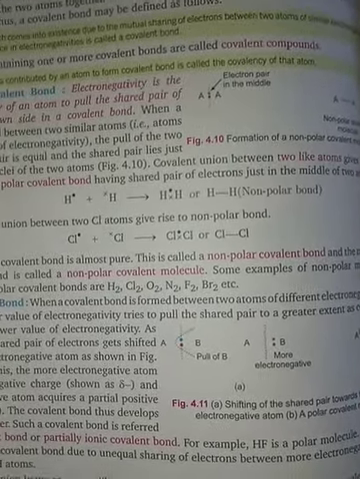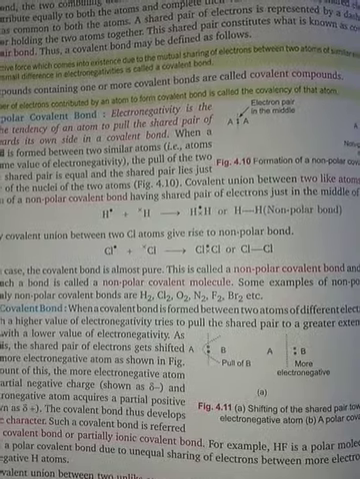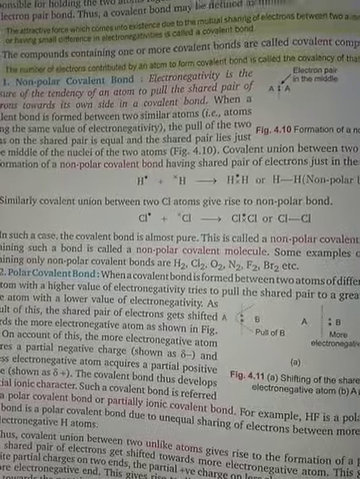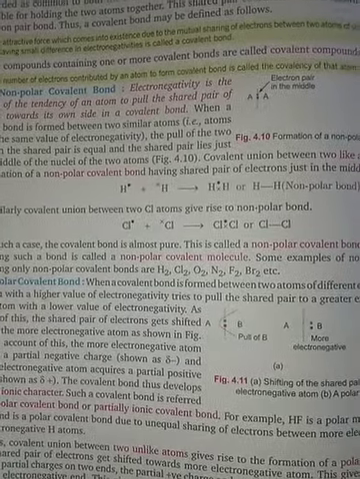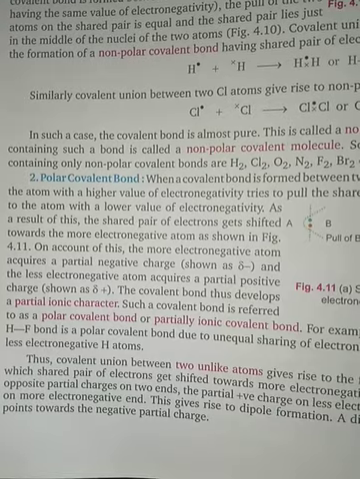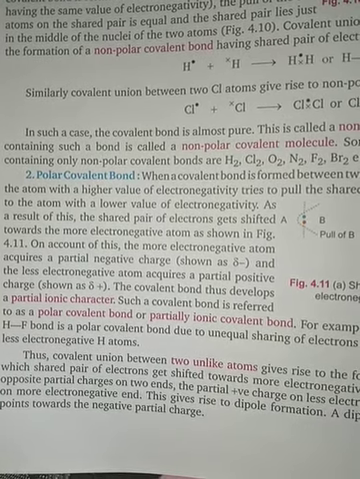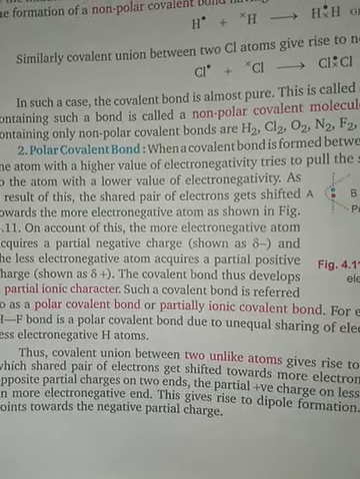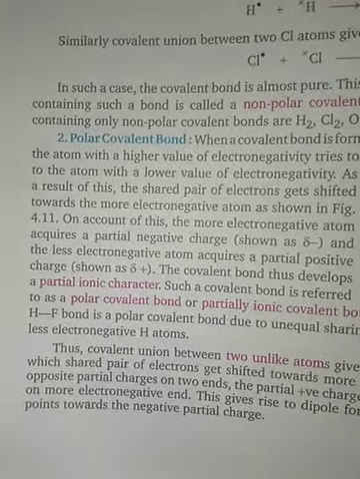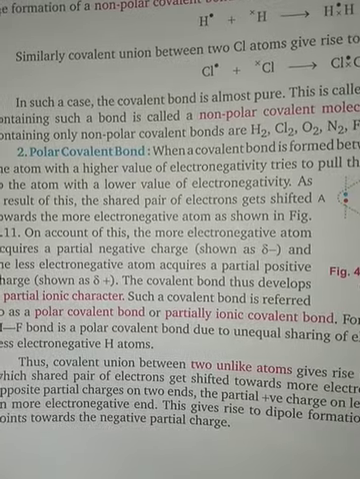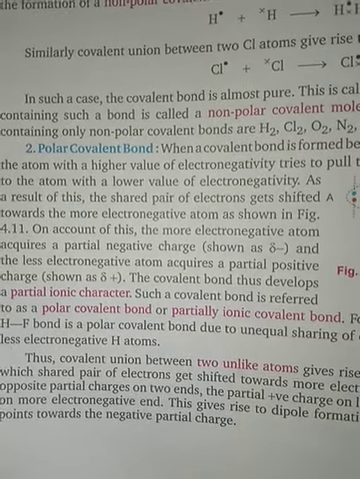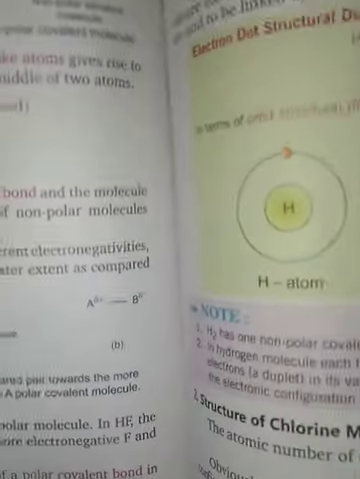Okay, now we can understand that in the first one, non-polar, both electronegativities of atoms are equal, but here one has more electronegativity and it tries to pull the shared pair of electrons. As a result of this, the shared pair of electrons gets shifted toward the more electronegative atom, as shown in figure 4.11. You can see the more electronegative atom acquires a partial negative charge, and the less electronegative atom acquires a partial positive charge, as shown in the figure. You can see B point here.